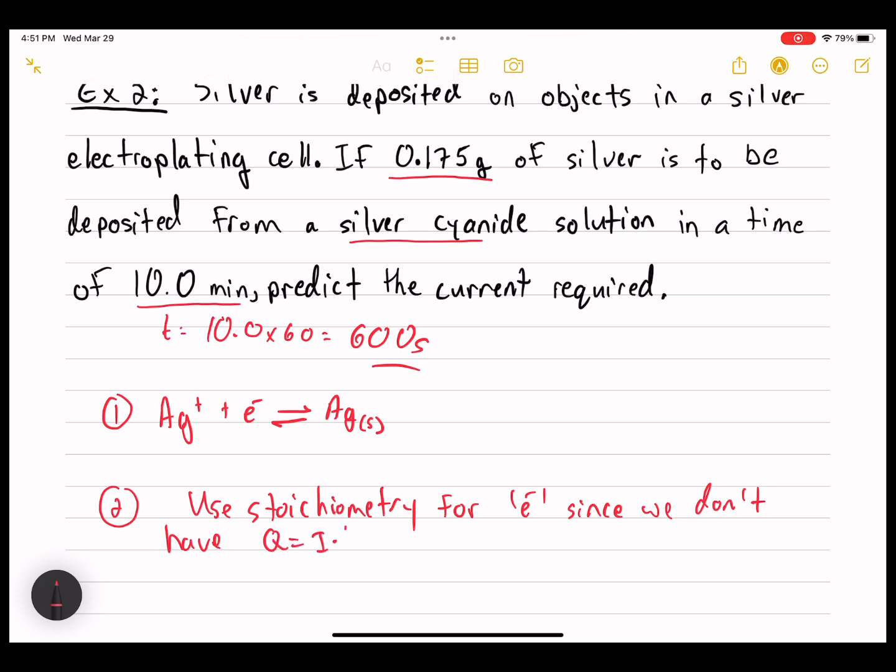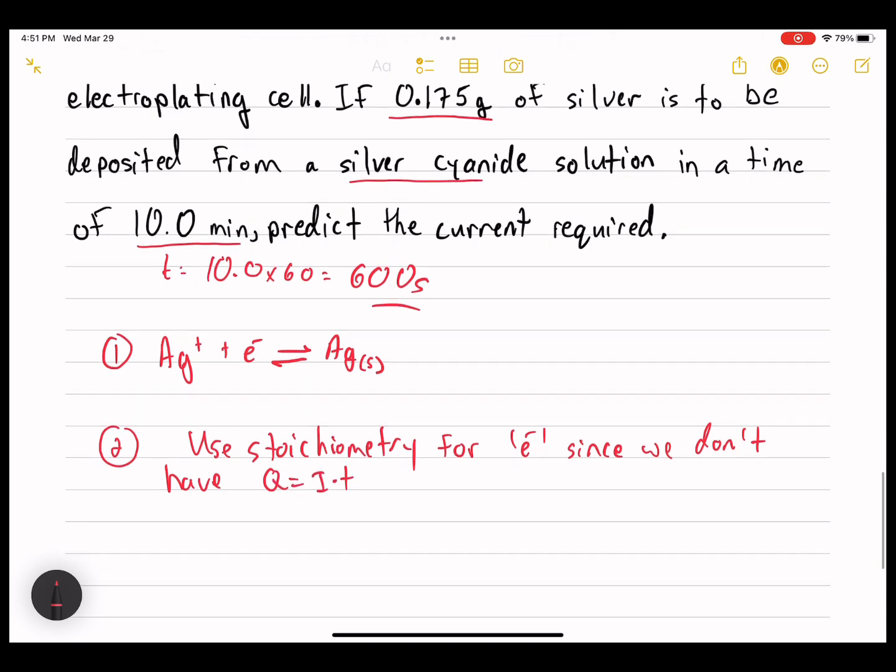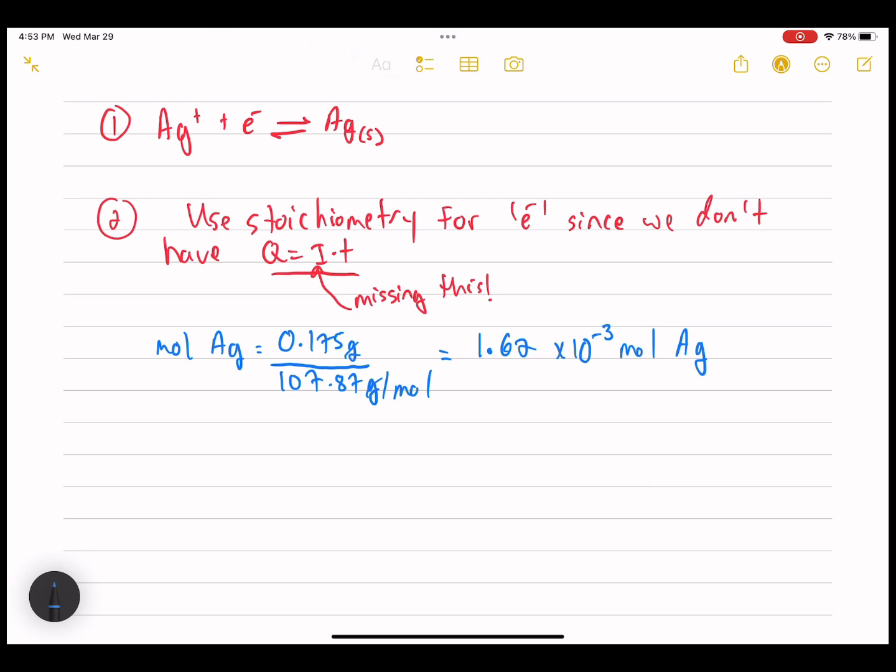So, since we don't have enough information to find the charge, we're going to use stoichiometry. And what I'm going to do with regards to the stoichiometry is convert this to moles by dividing the amount of grams by the molar mass of silver. And when you plug that in, you should get about 1.62 times 10 to the negative 3 moles of Ag. Now with those moles of Ag, I'm going to use stoichiometry to get the moles of electrons. Remember, that's always going to be step 2.